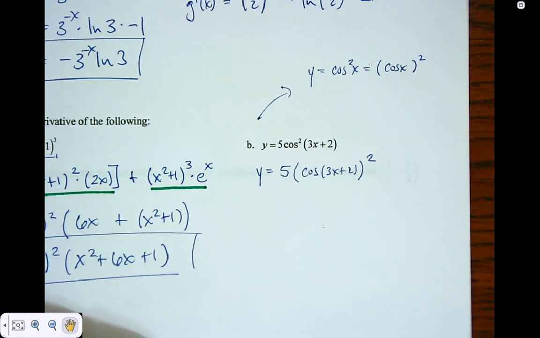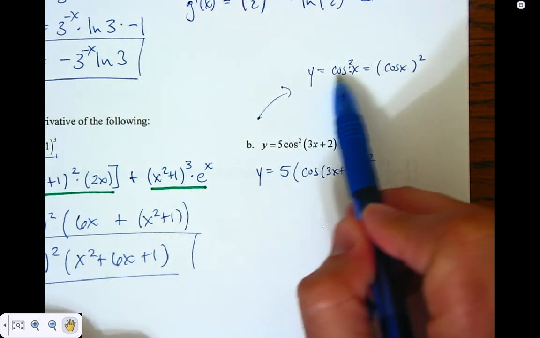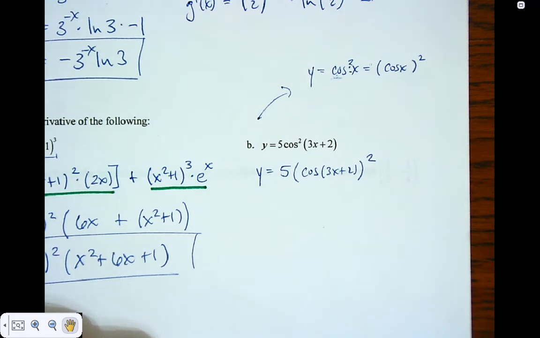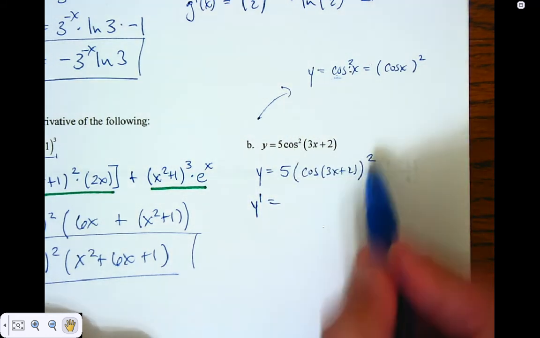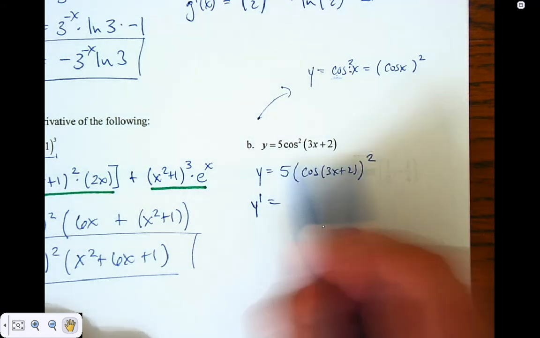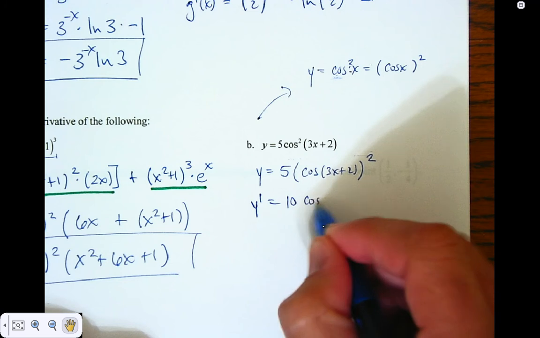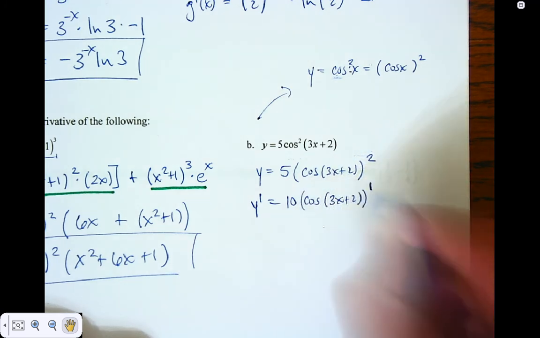That is the hardest part of this problem. This is a common mistake here. That squared is on this trig function, not the x. So it's the whole trig function squared. Now this is going to be way easier. To take the derivative of this, we use our power rule. So let's bring our 2 down. 2 times 5 is 10. Cosine of 3x plus 2 to 1 smaller.